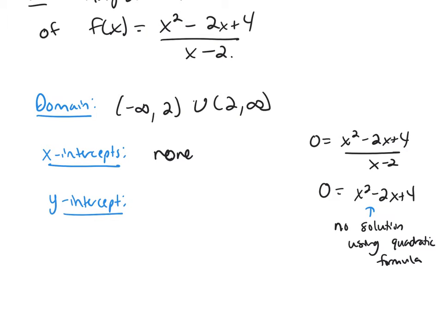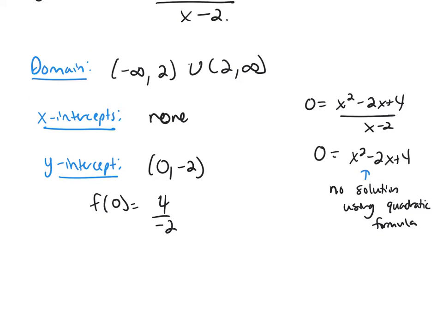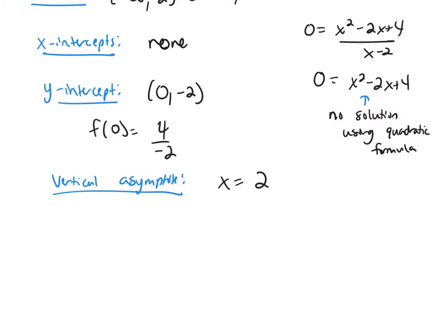To find our y-intercept, you're going to plug in x equals 0 into your function. If I plug in x equals 0, you'll get 4 over negative 2. So I get the point 0, negative 2. I have one vertical asymptote. It's going to be x equals 2.